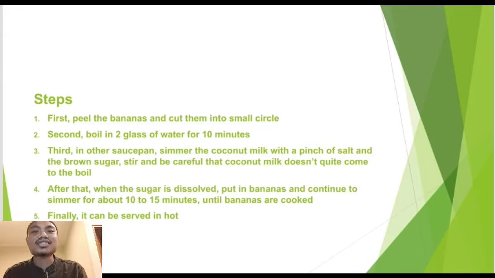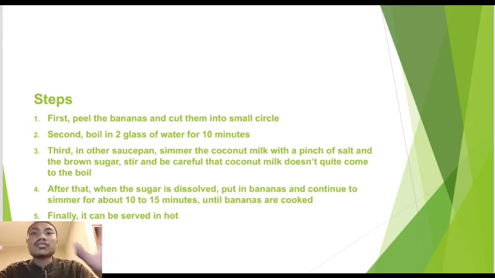Simmer, not simmer, simmer. Okay, good. Dissolved. Okay, good, Zainal. Thank you very much for reading the steps. Okay, the first one is peel the bananas, second one is to add the glass, third is in our saucepan. After that, when the sugar is dissolved, and finally it can be served hot.